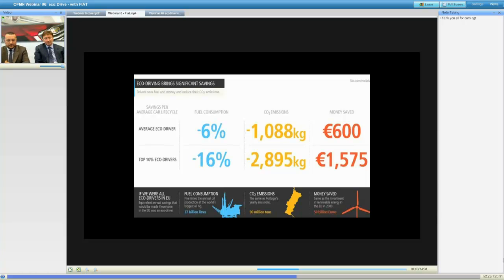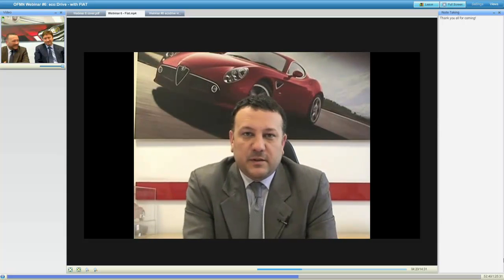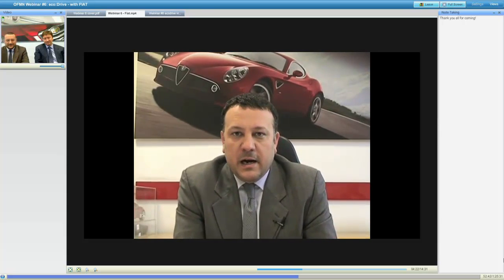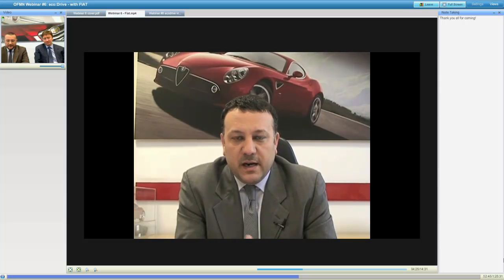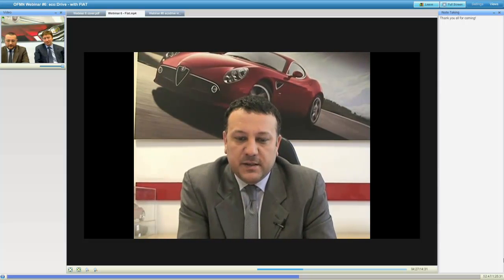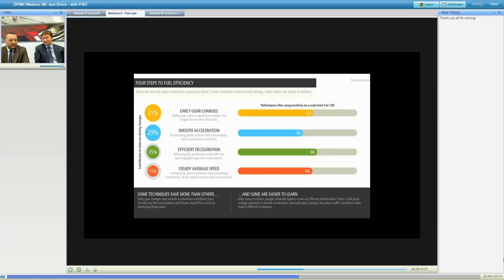If we were all eco-drivers in the EU, we could save up to 37 billion liters of fuel, 90 million tons of CO2, and 50 billion euros in money. The 4 steps to fuel efficiency are, of course, changing your driving style in the 4 pillars: the gear shift, the acceleration, the deceleration, and your speed.